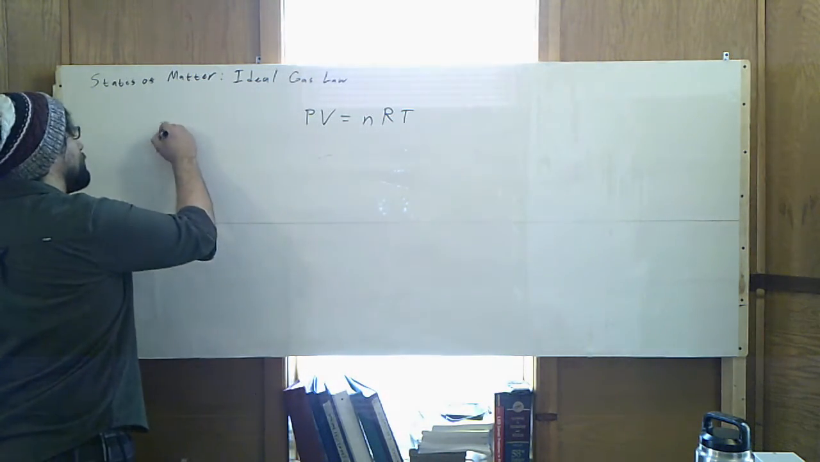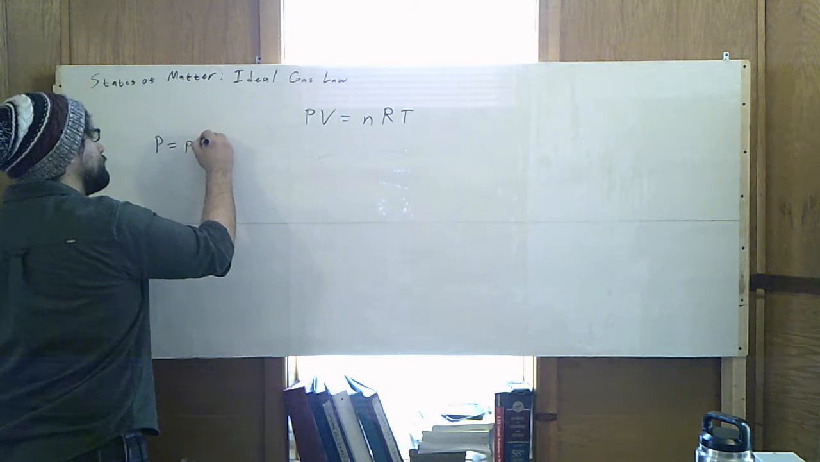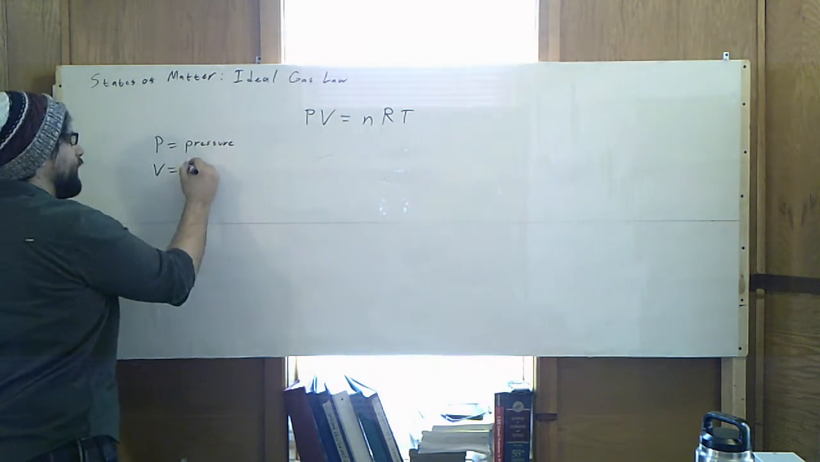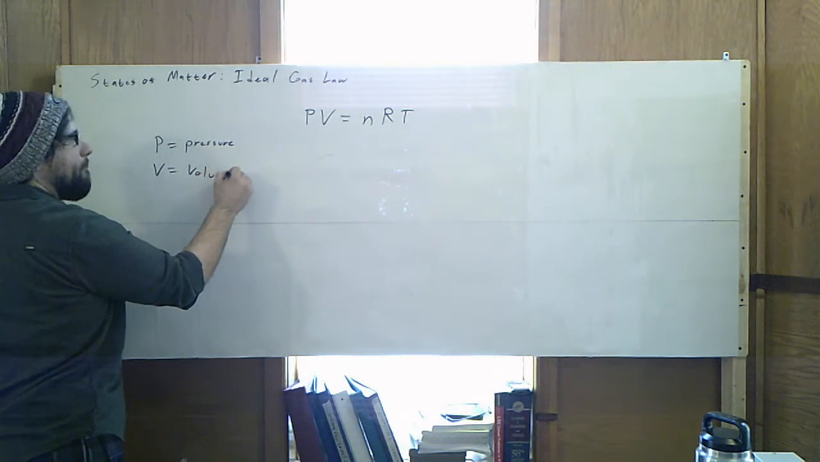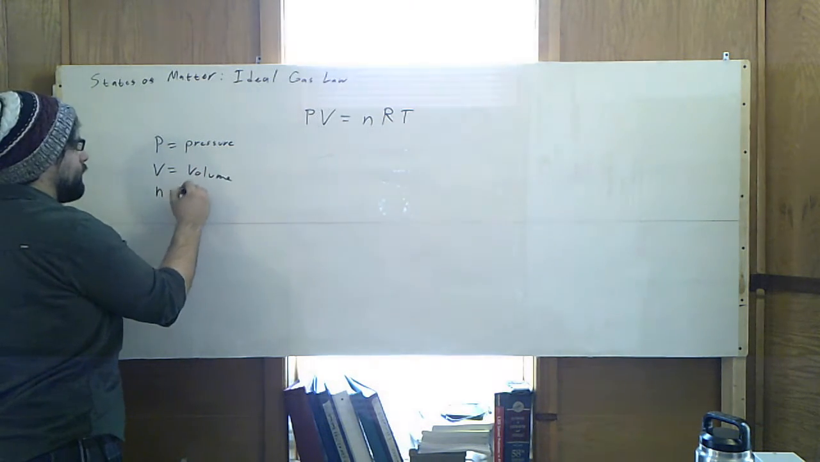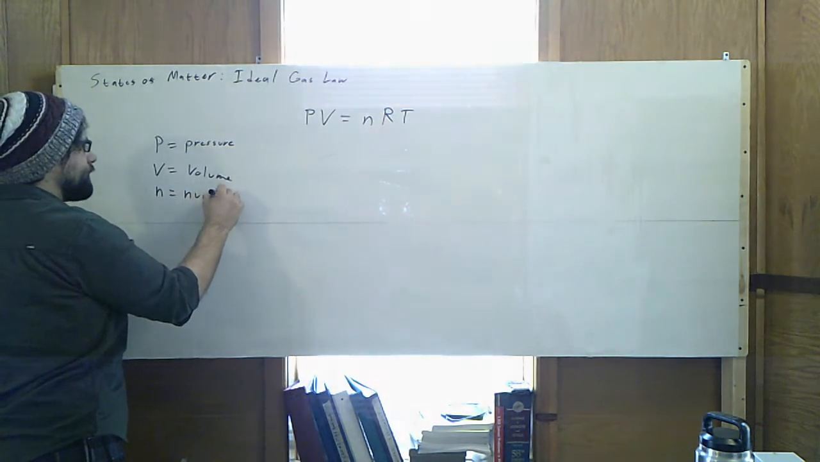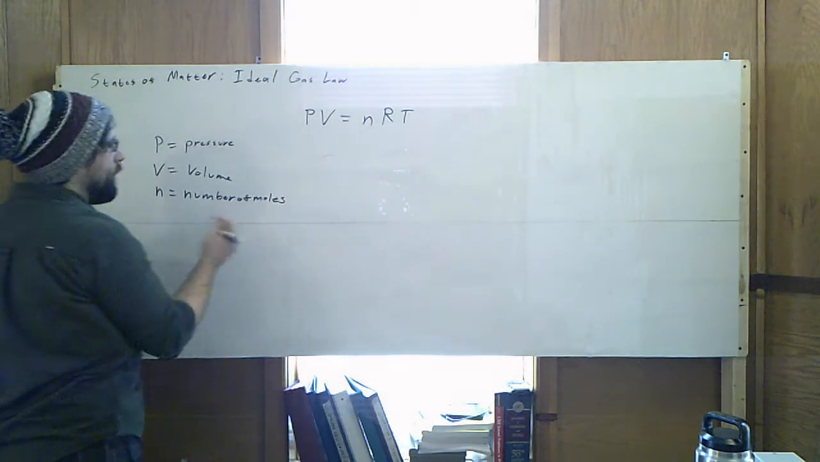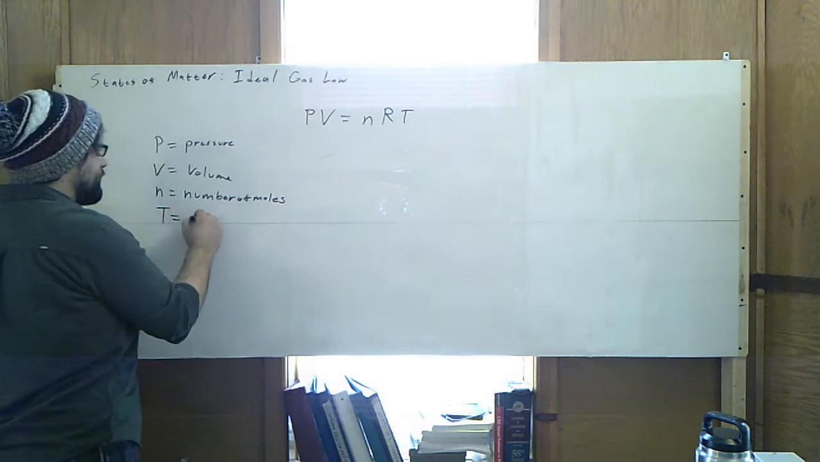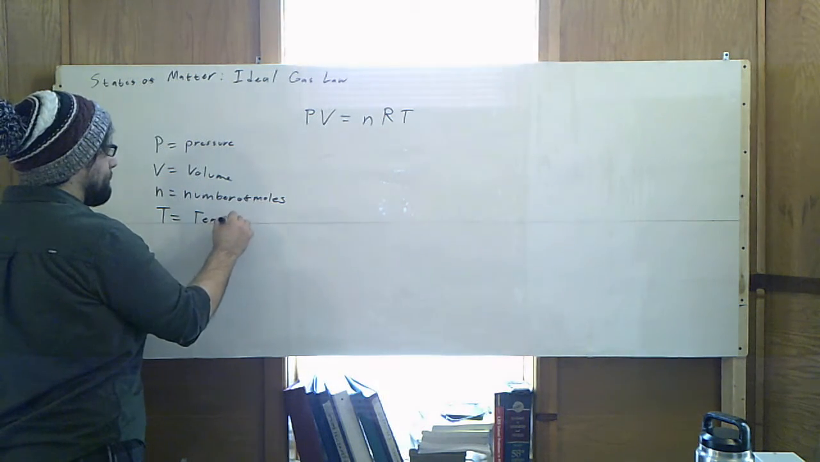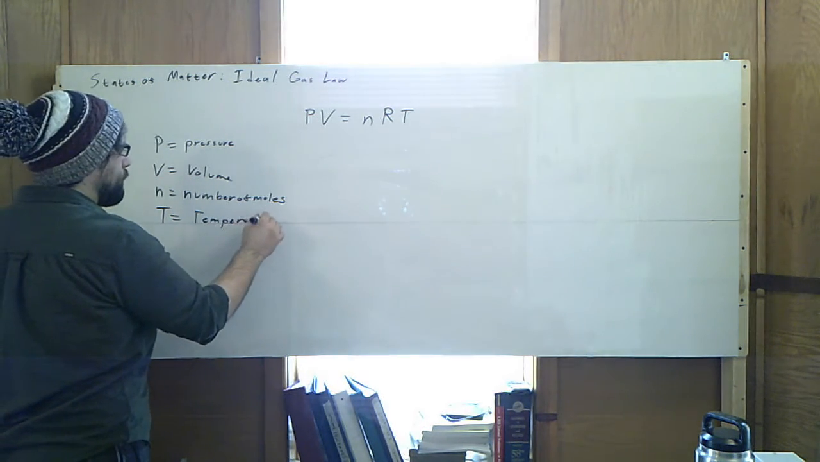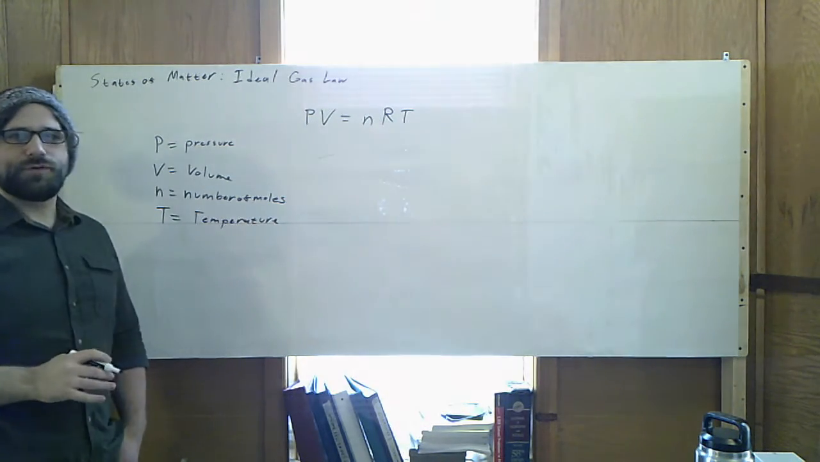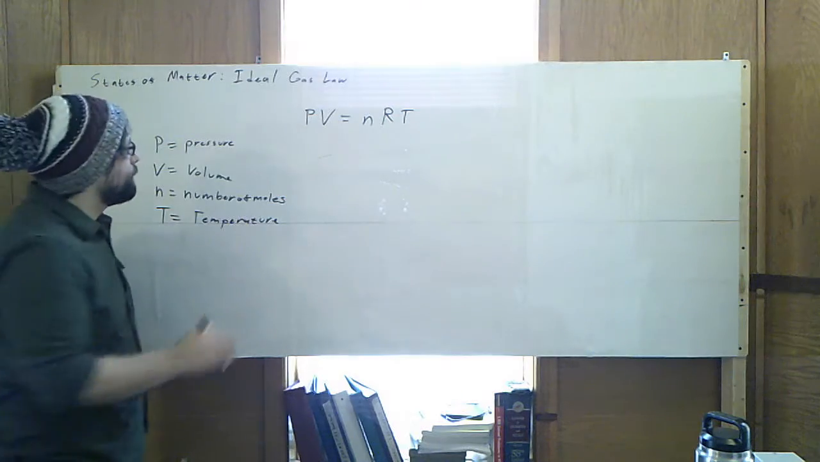P stands for pressure. V, volume. N is number of moles. And T is temperature. Each of these variables has a specific measurement.